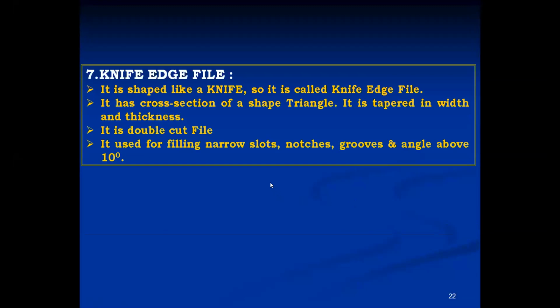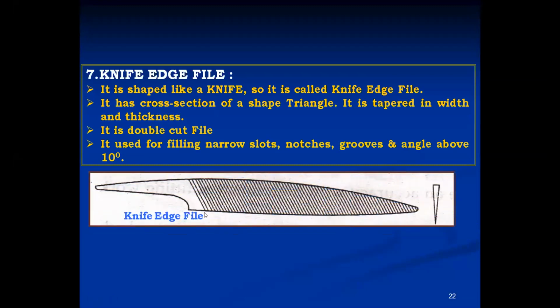Knife edge file. So 7th one, knife edge file. See, this file looks like a knife. So the cross section is a triangle, but with an angle above 10 degrees. See, this is the shape of the file like a knife. So here you say knife edge file. It is shaped like a knife. So it is called knife edge file.